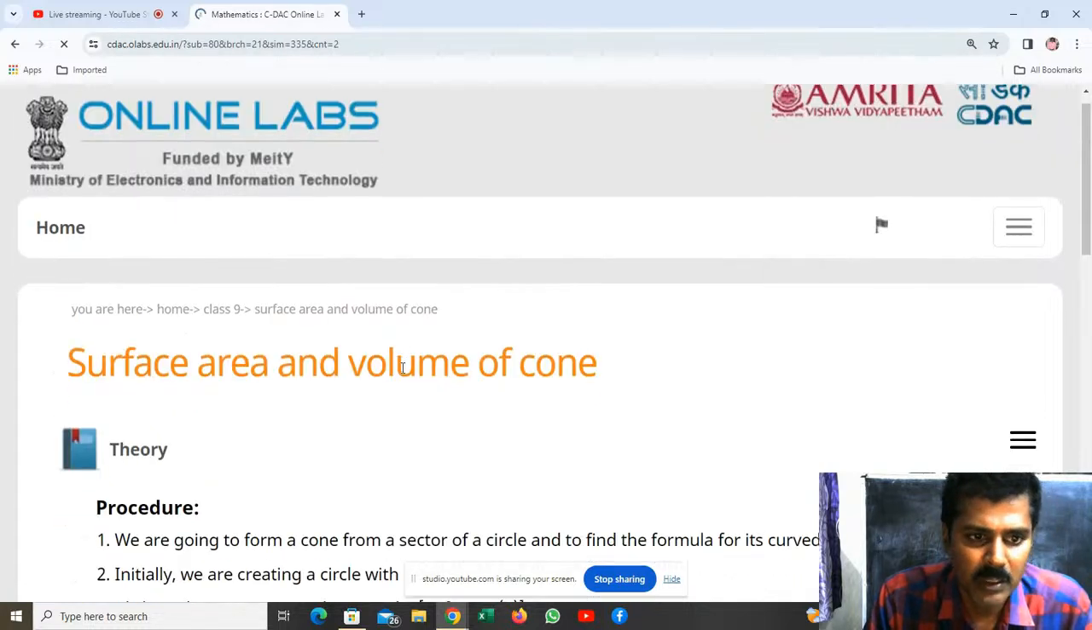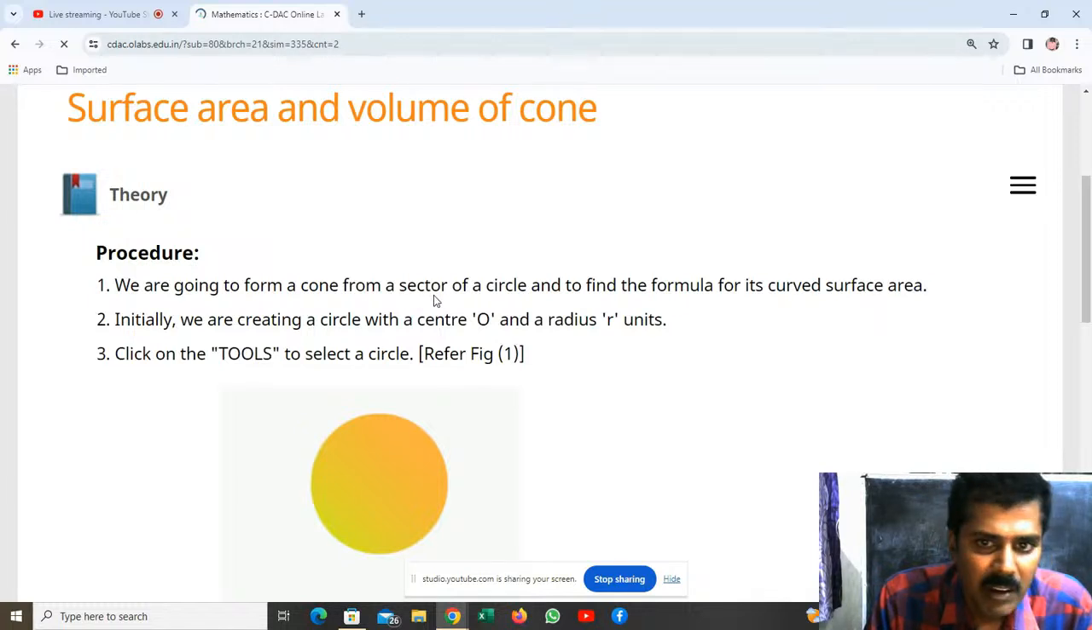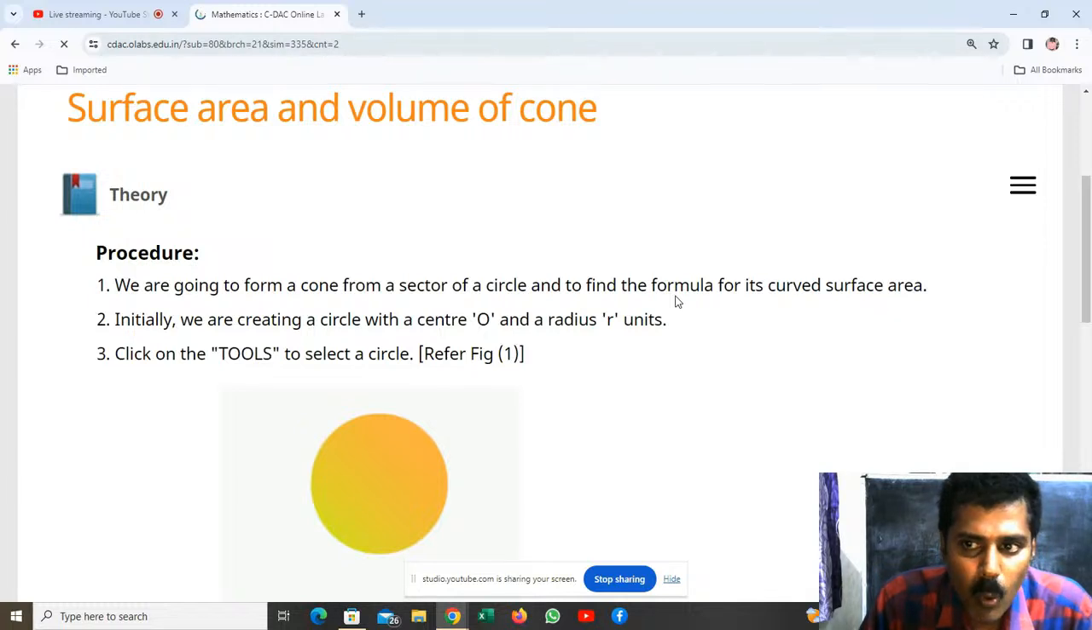How we'll go with the cone. We are going to form a cone from a sector of a circle and find the formula of its curved surface area. That means a cone can be formed from a sector of a circle. That's why I have introduced what a sector is before.